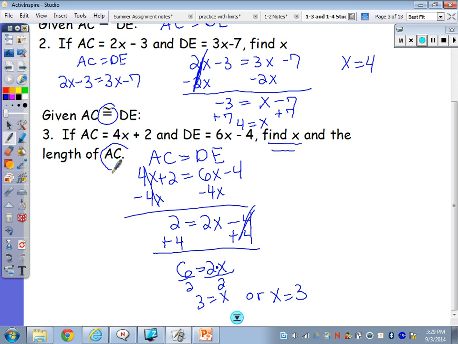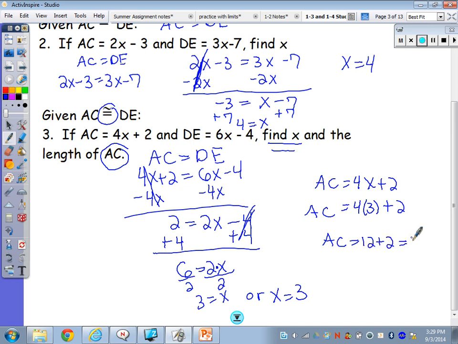Now I still need to find AC. So once I know x, it's pretty easy. I go to what AC is. So AC is equal to 4x plus 2. And I replace the x with the number I found it to be, which is 3. And then I just solve it. So I do 4 times 3 is 12, and then I add 2, which is 14. So the length of AC is 14. And since we're saying length, you just put AC with no symbols over it.